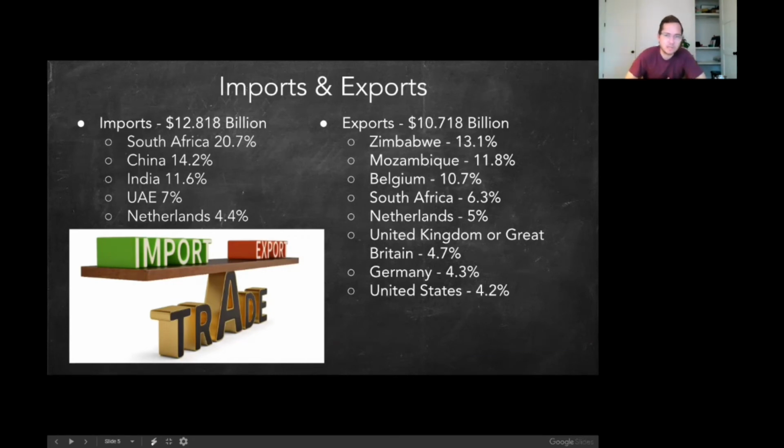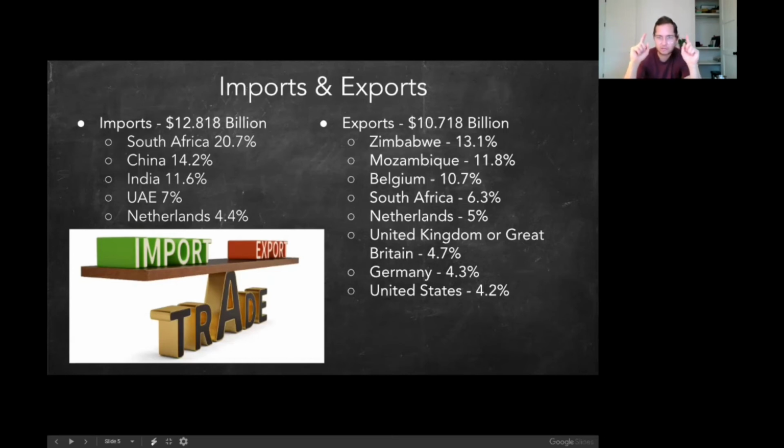Then you have exports. Malawi sells or sends out 10.718 billion, which is $10,718,000,000 of goods to Zimbabwe, Mozambique, Belgium, South Africa, Netherlands, United Kingdom or Great Britain, Germany, and the United States. All right, so here's your math question. Does Malawi have a trade surplus or deficit, and how much? Let me know your answer in the chat when you get it. Do they have a trade surplus or deficit? And what is the amount of the surplus or deficit?